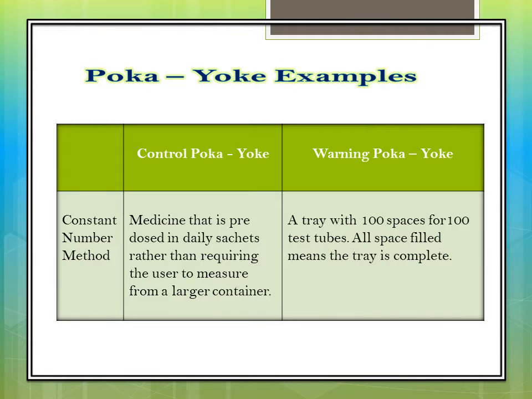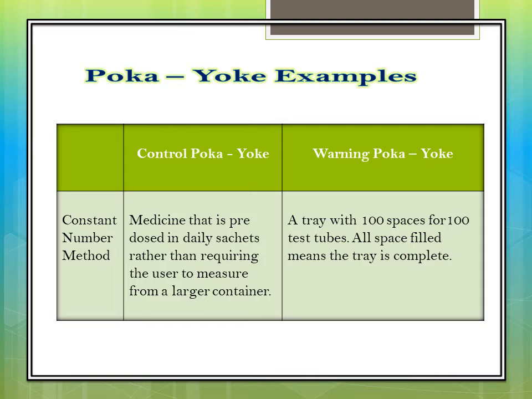We take a look at the constant number method of control Poka-yoke. So in this case, we could have medicine that is pre-dosed in a daily sachet, rather than require the user to measure from a larger container, potentially making a mistake.